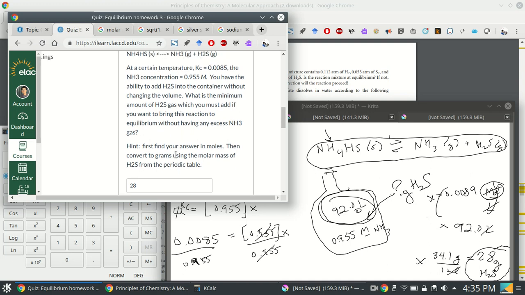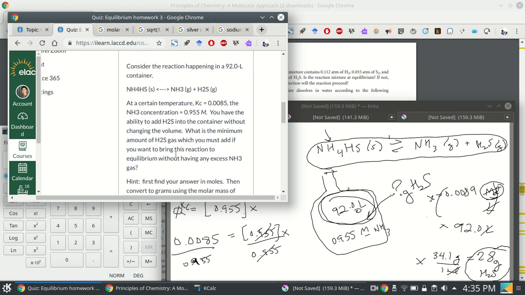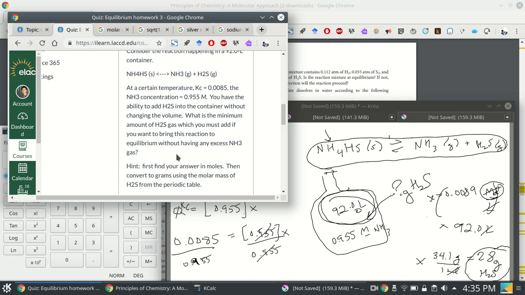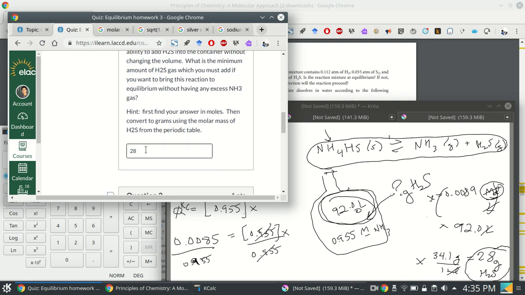For example, for this problem, I haven't yet, but I'm going to ask Canvas to accept all answers within plus or minus 1 gram. So if you answer 27 point something, that will be fine. If you answer 29, that will be fine. 28 point something would also be fine.